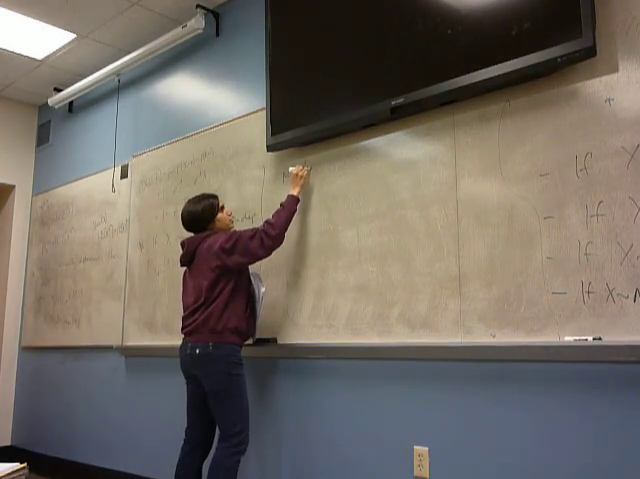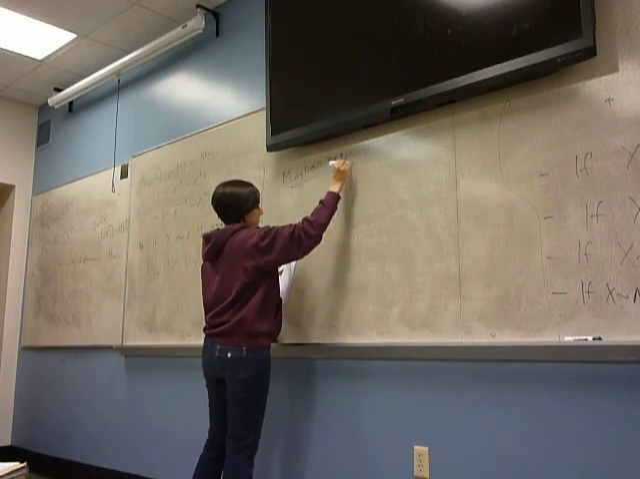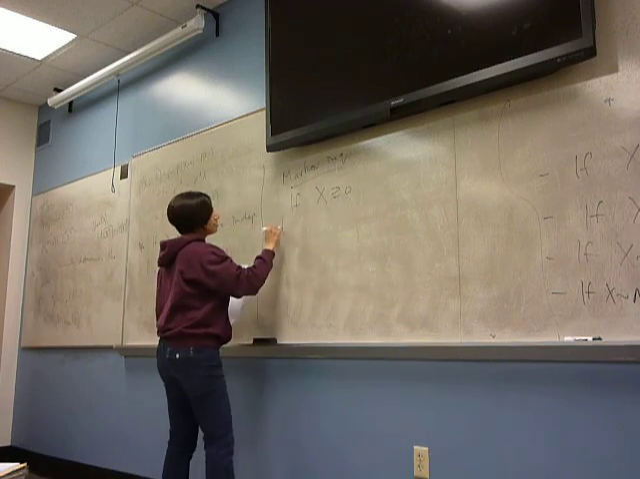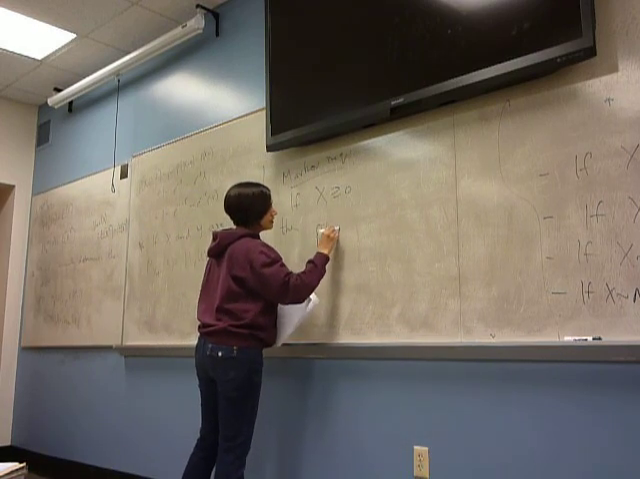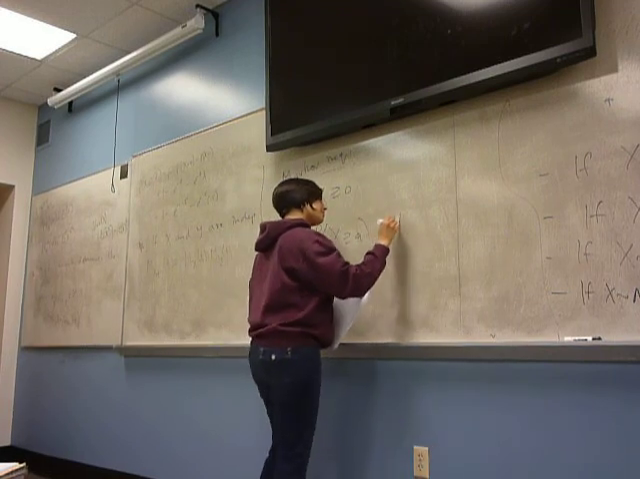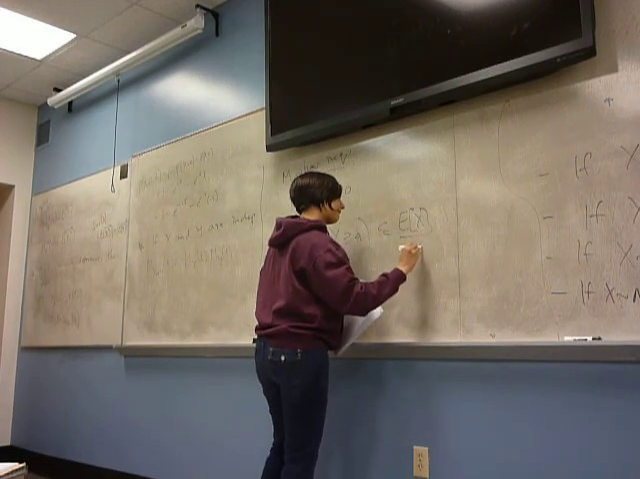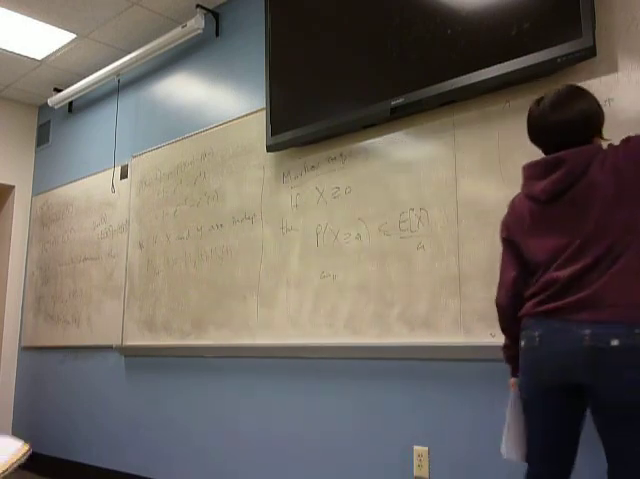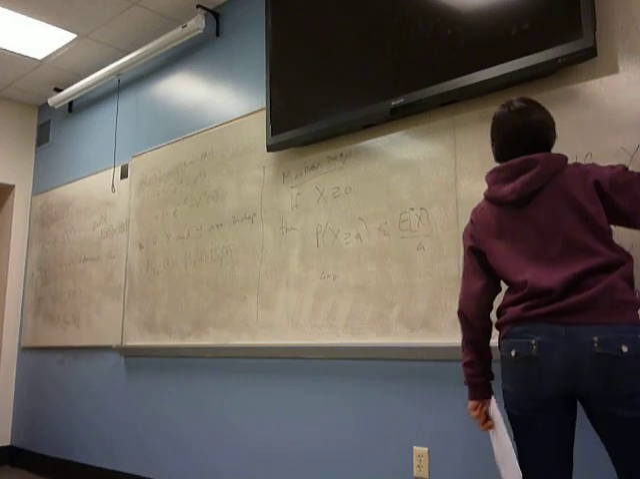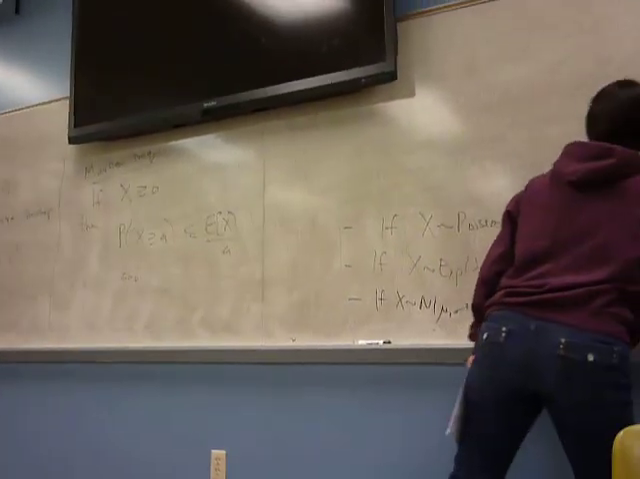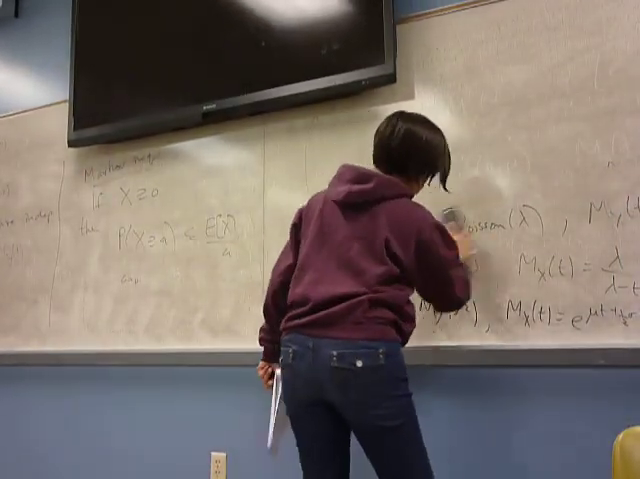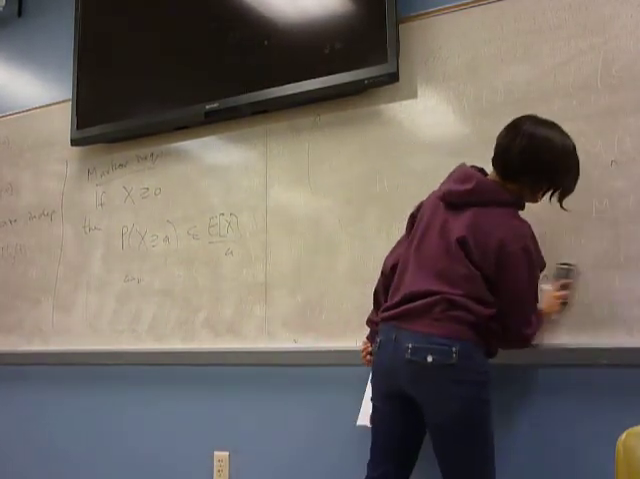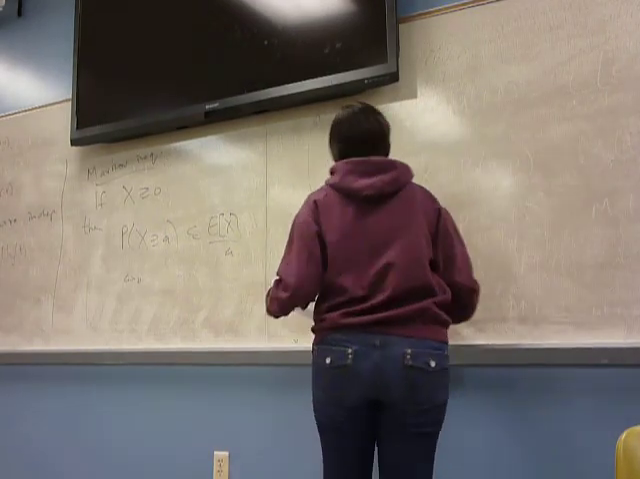First thing is the Markov inequality. It says that if X is a non-negative random variable, then you can bound the probability that X is greater than or equal to a by this, provided a is greater than 0. If you know the mean and variance, you have other bounds, and that's given by the Chebyshev inequality.